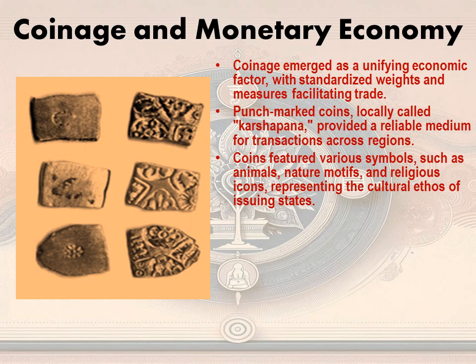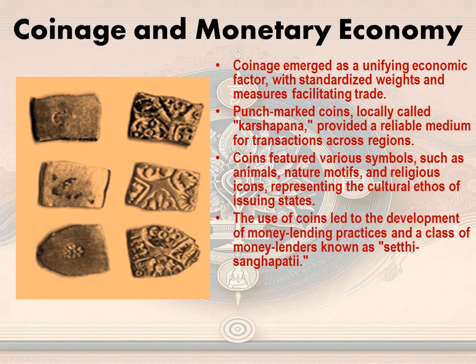Coins featured various symbols such as animals, nature motifs, and religious icons representing the cultural ethos of the issuing states. So a few of the states had specific symbols of their own, and those symbols were mainly nature motifs, religious icons, and also different kinds of animals. So one animal was probably indicative of a certain type of Mahajanapada, and thus we can understand that the symbols in coins represented the cultural ethos of the issuing states.